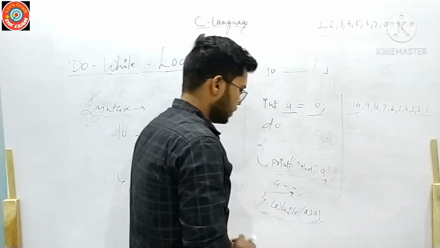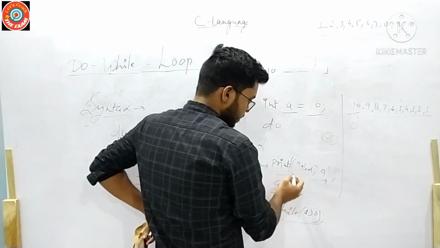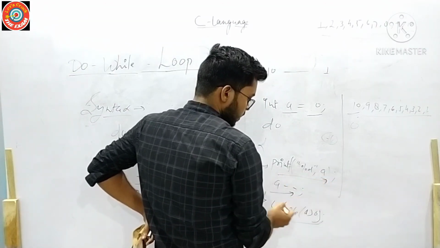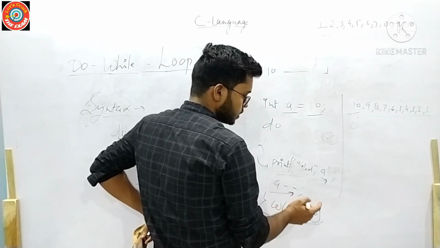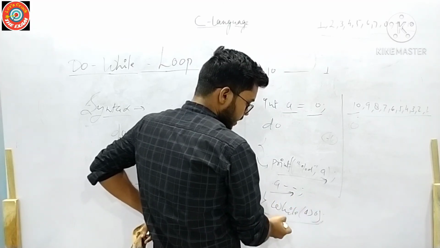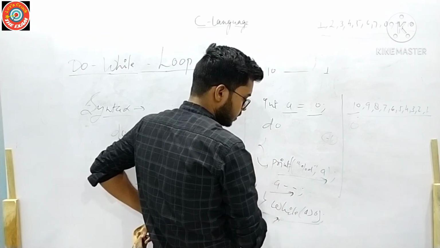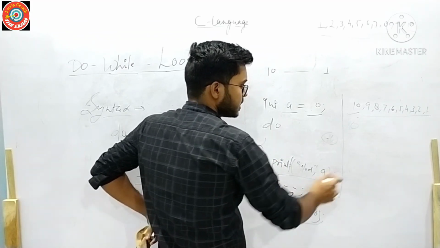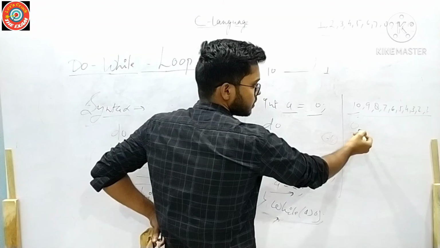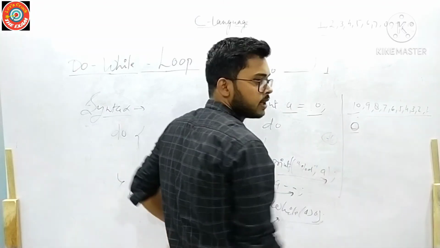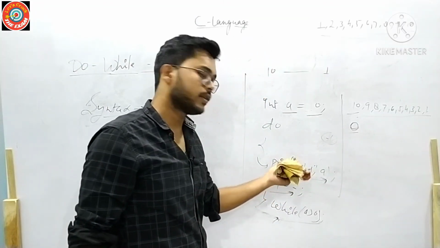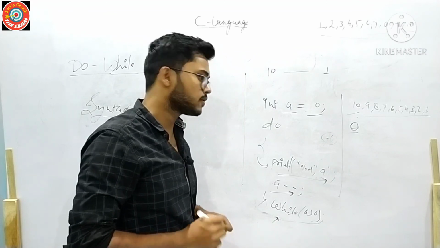Okay, here when it prints the value of a as 0 and decreases the value of a from 0 to -1, the condition will become false. Okay, now the do while loop will break down, but still it prints the 0 on screen. Okay, so this is how it works at least once.